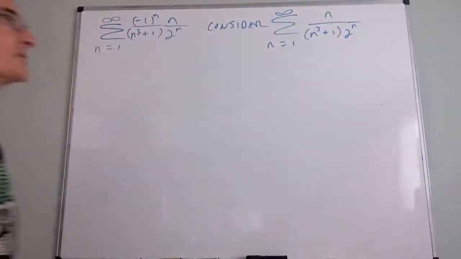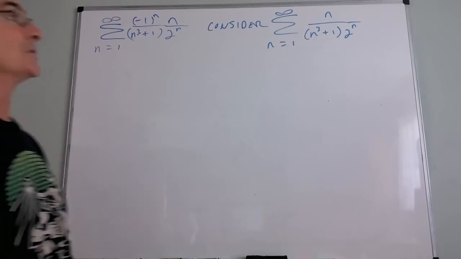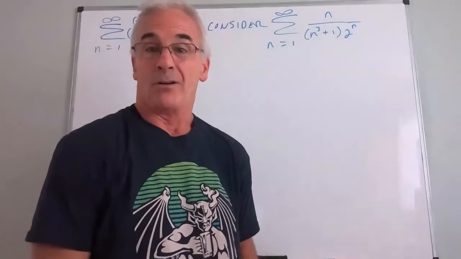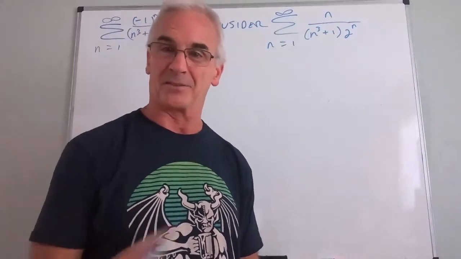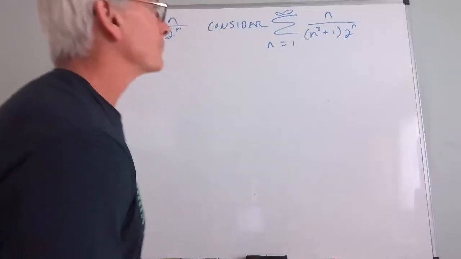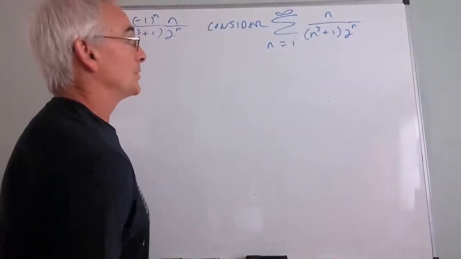Okay. Now, what do you want to do on this guy? There's actually a whole bunch of different tests I could do. I could do a direct comparison. I could do a limit comparison. I can do a ratio. I can do a root. I can do almost everything because I've mixed things. You only have to use the root because of 2 to the power of n, but you could also use ratio.